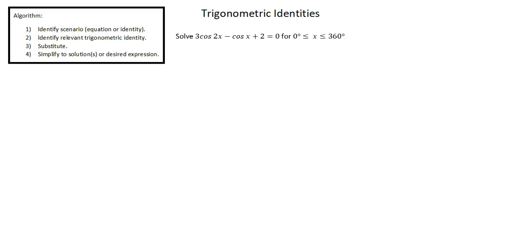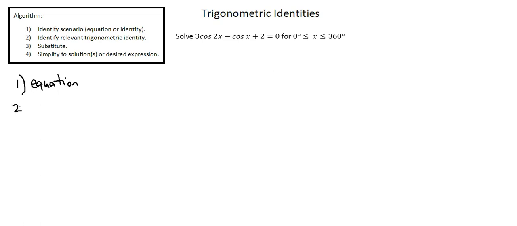Our topic is trigonometric identities. This is example 5. Our requirement reads, solve 3 cosine 2x minus cosine x plus 2 equals 0 for the interval 0 degrees is less than or equal to x is less than or equal to 360 degrees. Moving to our algorithm, step 1, identify scenario. In this case, we're dealing with an equation.